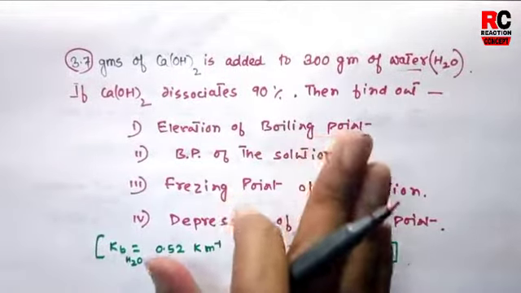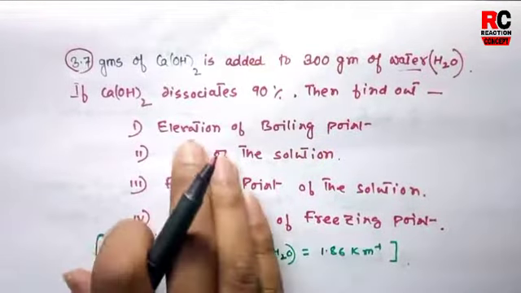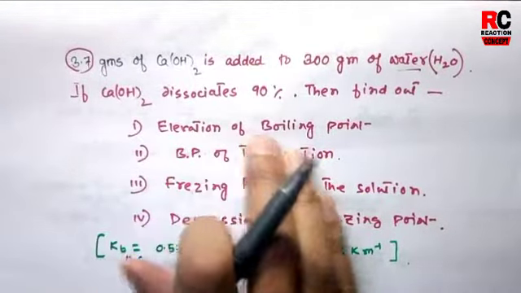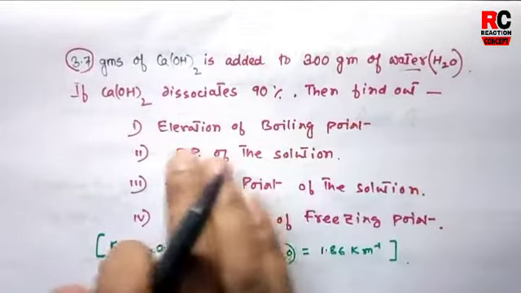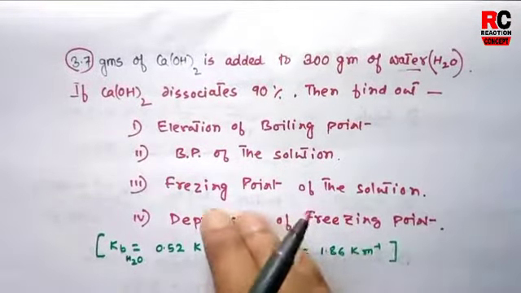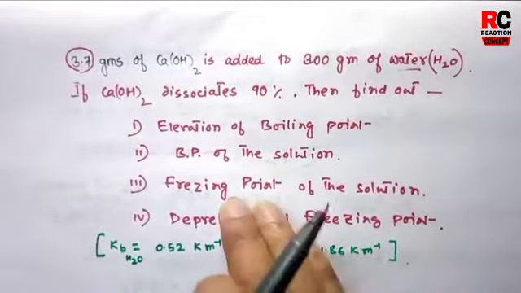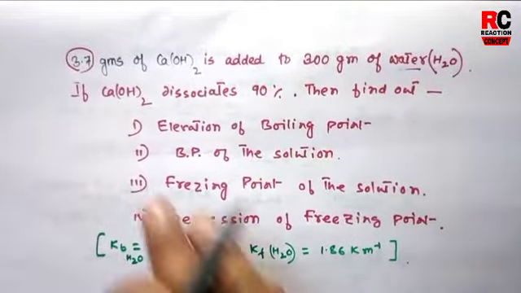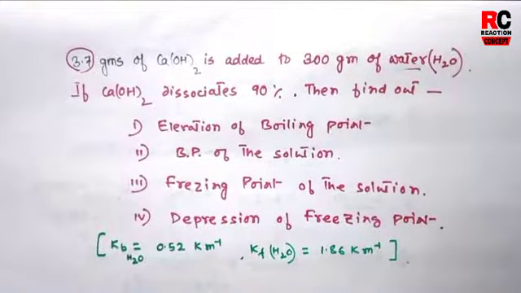In the question, it is asked to find out the elevation of boiling point of the solution, the depression of freezing point of the solution, and the freezing point of the solution. These three values you are supposed to calculate.